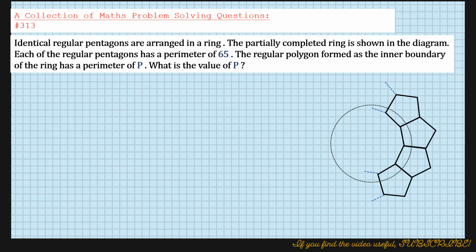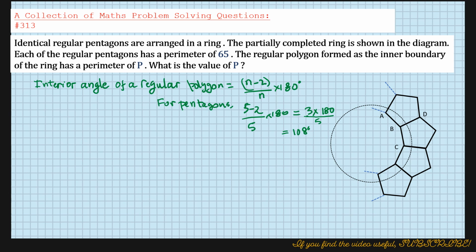So I would like to start with naming some of the vertices so it's easier to explain, and I call them A, B, C, and D. That's one of the sides of the pentagon. Now we know the interior angle of a regular polygon is given by this formula, n minus 2 times 180 divided by n, where n is the number of sides.